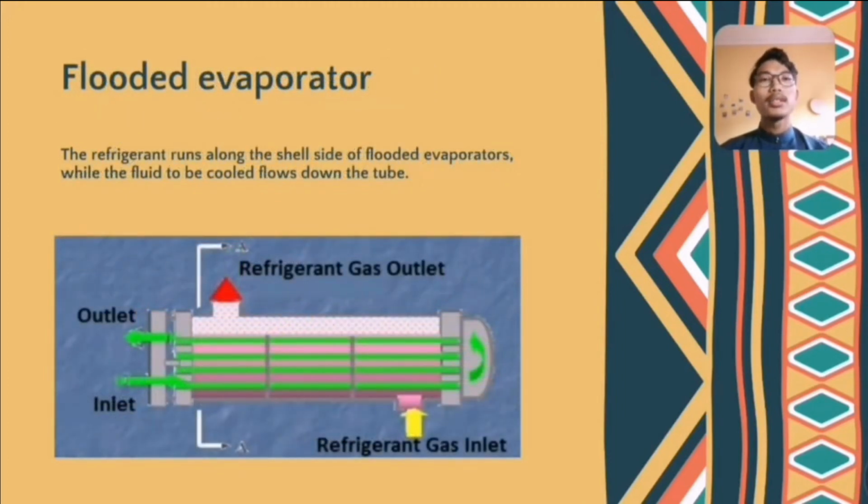Okay, the second is the flooded evaporator. The refrigerant runs along the shell side of the flooded evaporator, while the fluid to be cooled flows down the tube. And the diagram shown below is the flooded evaporator system.